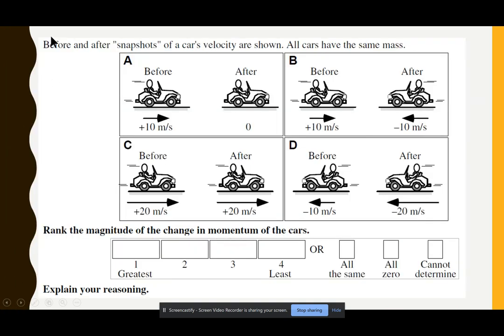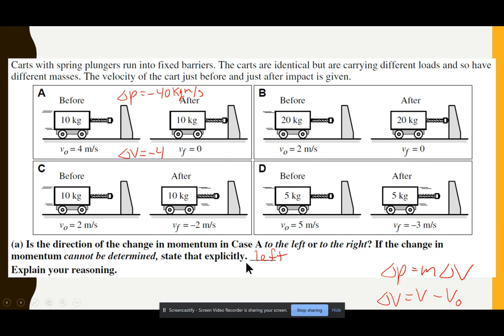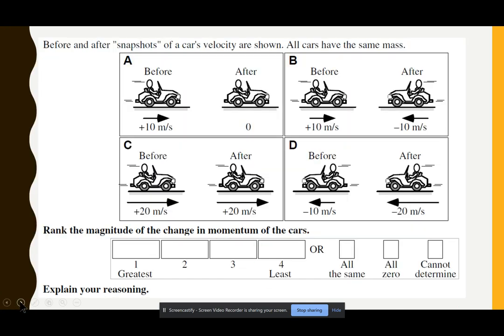So before and after shots of a car's velocity are shown. All cars have the same mass. Rank the magnitude of the change in momentum of the car. So again, we're looking at change in momentum. We have mass, we have velocity. You're seeing kind of a broken record, so I'm going to leave this one for y'all to do.